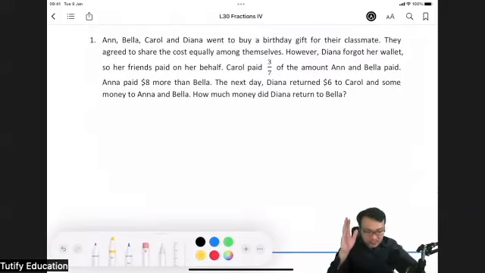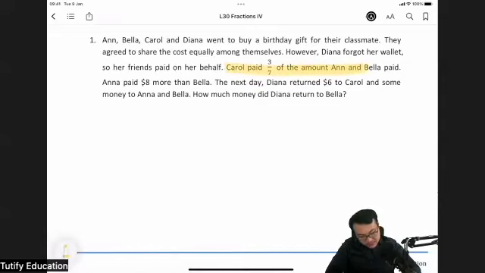So let's just do a very simple example. If let's say the total bill, the total cost is $40, how much is each person supposed to pay? $10. Yes, correct. So if your friend forgot to bring the wallet, the other 3 people, they have to pay their own $10, right? But they also have to help that friend to pay her $10. Do you agree? Yes. Okay, that's correct. So that's why let's read this sentence. So Carol paid 3/7 of the amount that Anne and Bella paid.